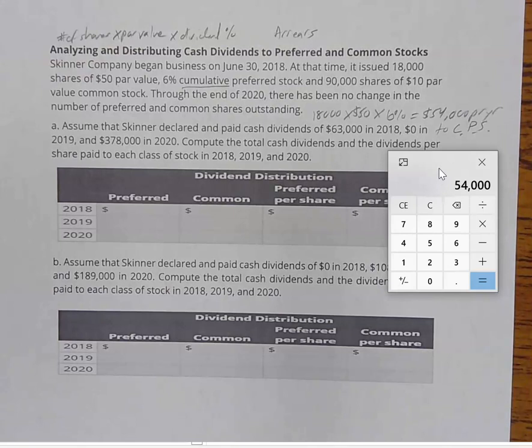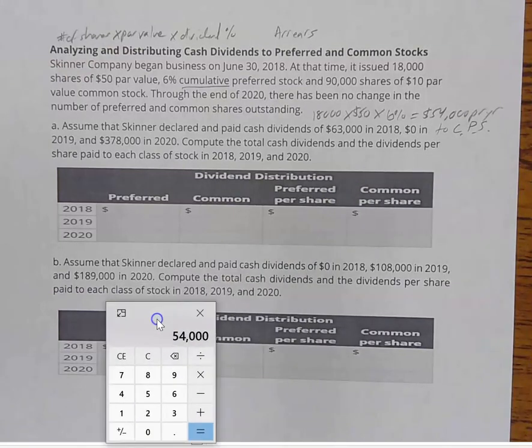Okay. So I'm going to move this right here. So in 2018, it says assume that Skinner declared and paid cash dividends of $63,000 in 2018, $0 in 2019, and $378,000 in 2020. Compute the total cash dividends and the dividends per share paid to each class of stock for those 3 years. All right.